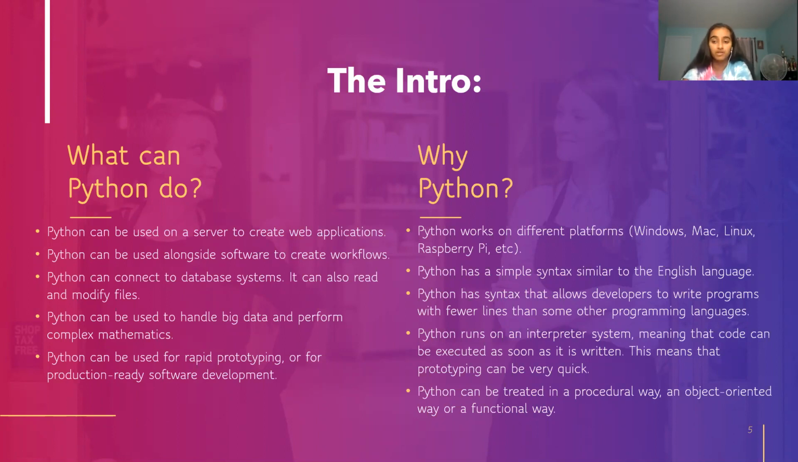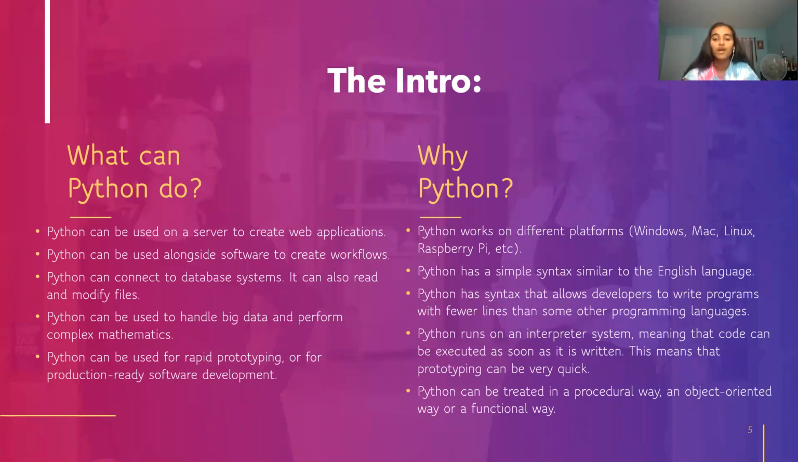Python runs on an interpreter system, meaning that code can be executed as soon as it is written. This means that prototyping can be very quick. Again, I keep going back to Java, but in Java, you have to type it out, you have to have a runner, and that's the only way you can test your code using test cases. But Python doesn't need that. If you were to write 3 + 4 and just press run, it will work. It's very simple, and the output just shows up at the bottom in a different console.